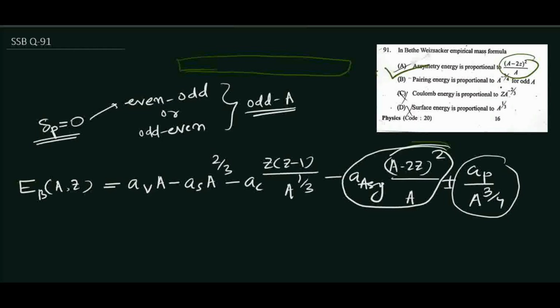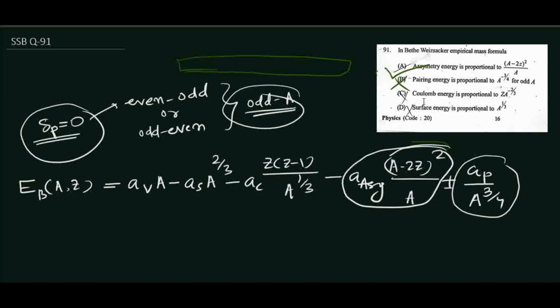Now let's see what is given in options B, C, and D. In option B it is given that pairing energy is proportional to A to the power minus 3 by 2 for odd A type of nucleus. Now I have just told you that for odd A type of nucleus, the pairing energy contribution is 0. But here it is given that it is proportional to A to the power minus 3 by 2. So option B is incorrect.